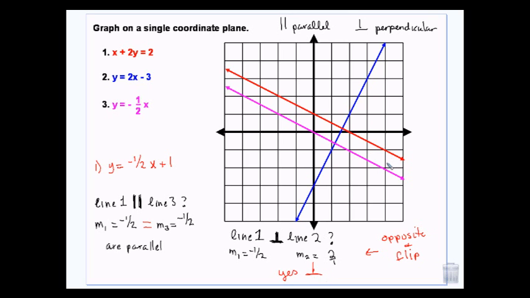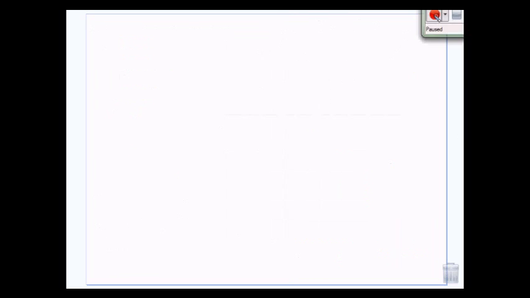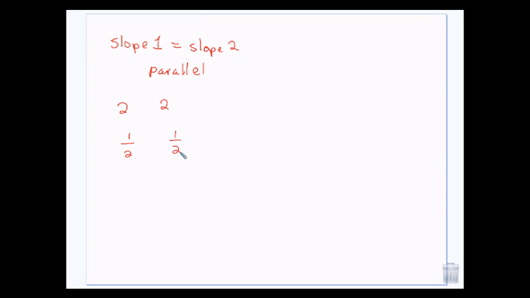So here's how it works. If slope 1 equals slope 2, we're parallel. So 2 and 2 are parallel. 1/2 and 1/2 are parallel. -3/4 and -3/4 are parallel. These are parallel to each other.